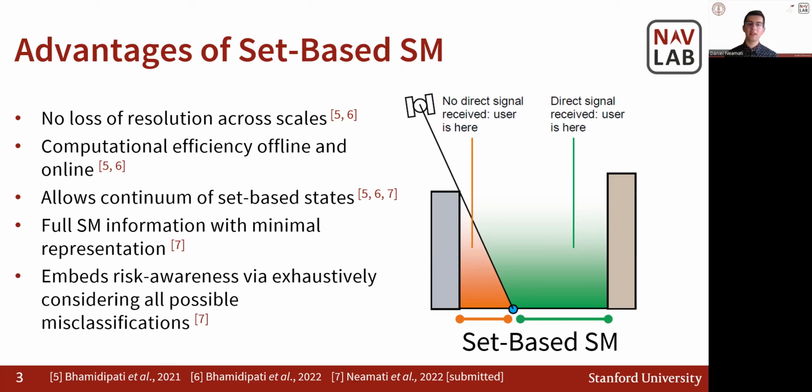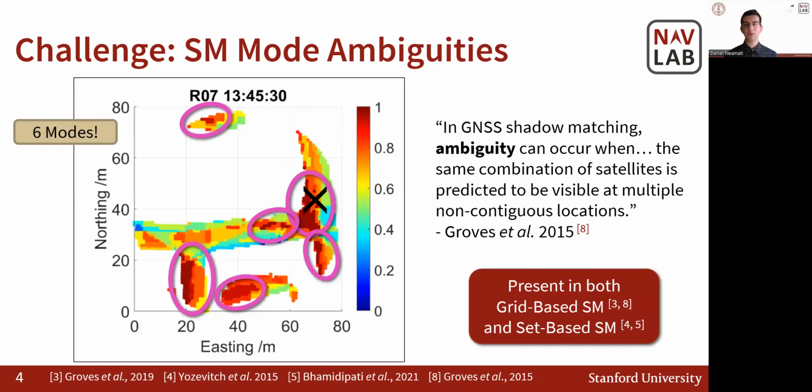And lastly, in our recently submitted work, we showed that we can embed risk awareness into this framework directly because we're able to exhaustively consider all possible classifications of shadow or not shadow using this minimal representation. But if we really want to achieve this rideshare goal of identifying the correct street and the correct side of the street, then we also have to deal with one of the key challenges of shadow matching, which is mode ambiguities. This was illustrated in Groves et al. 2015, where they laid out the challenges ahead in shadow matching.